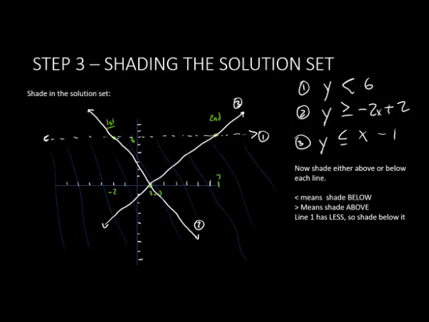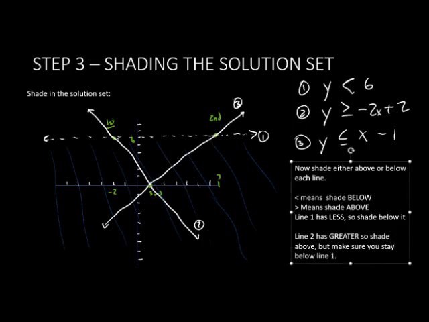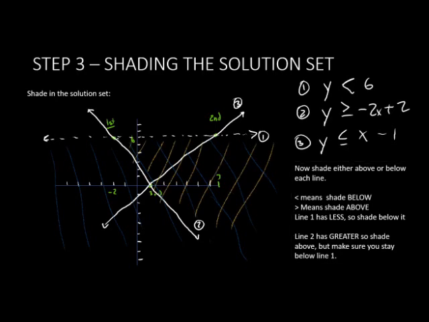Now, line 2 has greater than, so we're going to also make sure to shade above line 2. But when we do that, we're going to make sure we stay below line 1. We'll shade that in yellow, making sure to go above line 2, but don't go over line 1. Now notice there is a region on this graph where the yellow and blue cross. We're going to pay attention to that part. With that in mind, we're now going to handle line 3's inequality. On the next slide, I'm going to denote the part where the yellow and the blue cross.